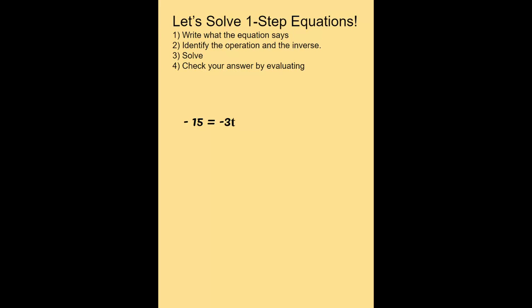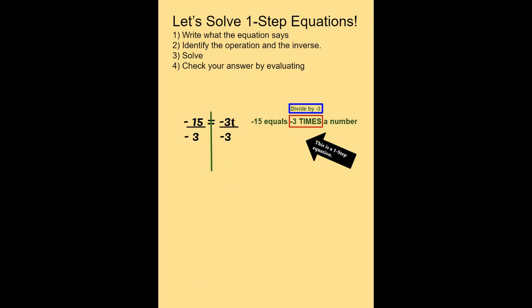Here is our next example. Start reading from the left. Negative 15 equals negative 3 times a number. The operation we wrote is negative 3 times. Because we only wrote one operation, this is a one-step equation. What is the inverse of multiplying by -3? Dividing by -3. Now we're going to solve by dividing both sides by -3.